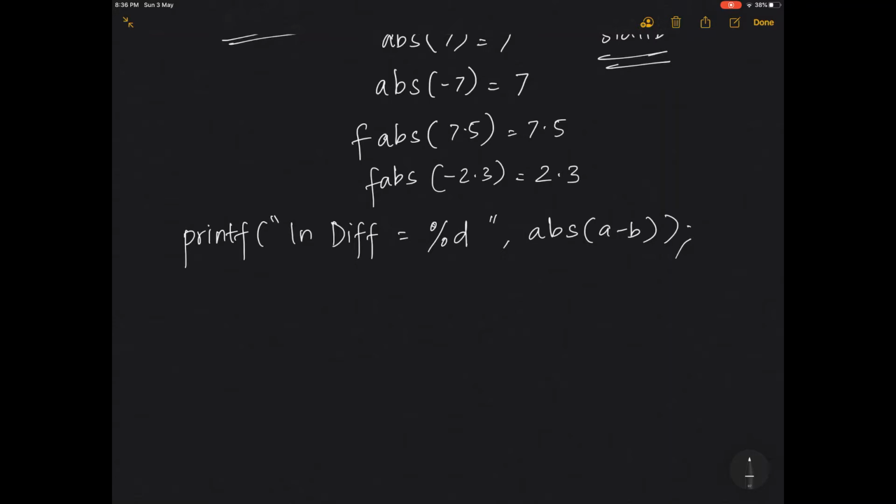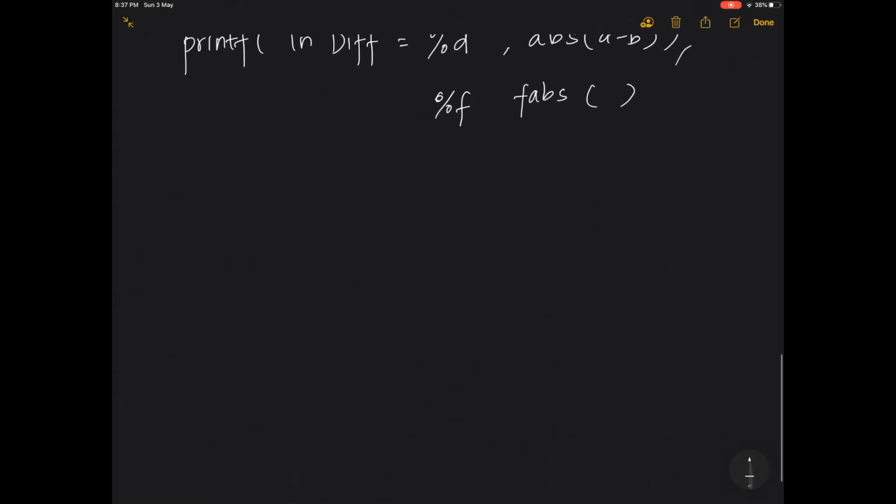It will not tell you whether it is a minus sign or a positive sign. If you had to use the fabs function in any future operation, don't forget to change this to percentage f, because fabs will only deal with floating point and the answer will also be in floating point. Now moving on to product.